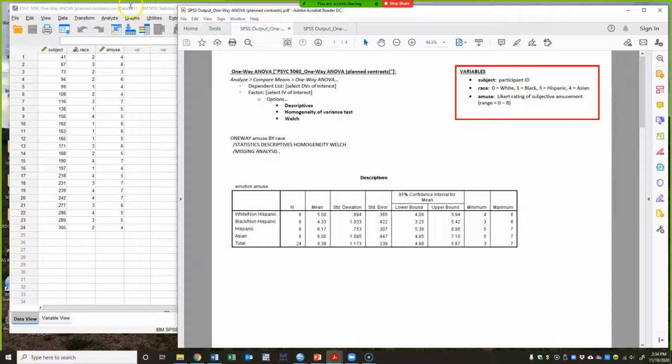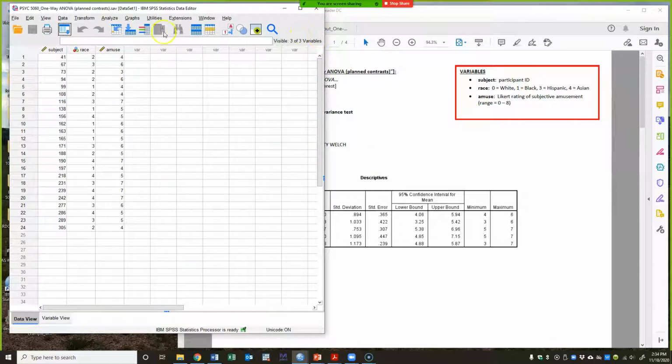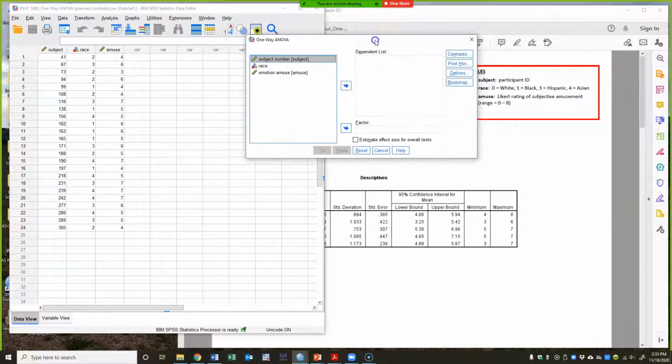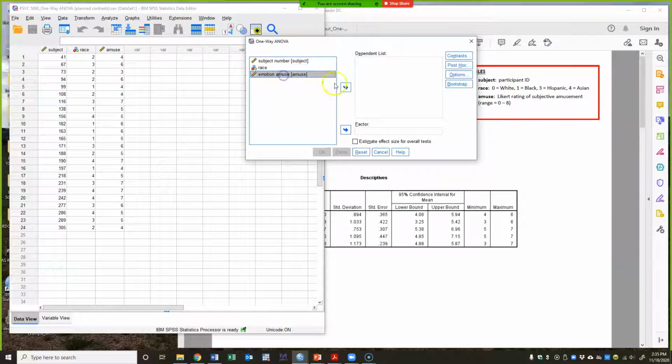Okay, so this is easy enough to do in SPSS. We're going to go to Analyze, go down to Compare Means, go down to One-Way ANOVA, and select this. Then we'll put our amusement ratings in the dependent variable list and racial ethnic background in our factor. Here there's a new feature of SPSS, they're catching up with the times: Estimate effect sizes. This is going to give us our eta squared.